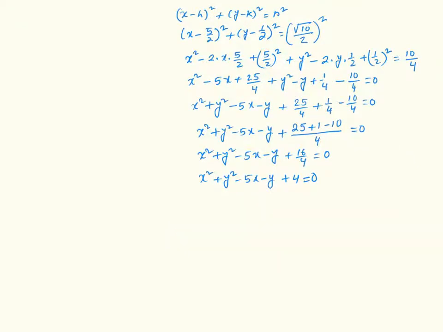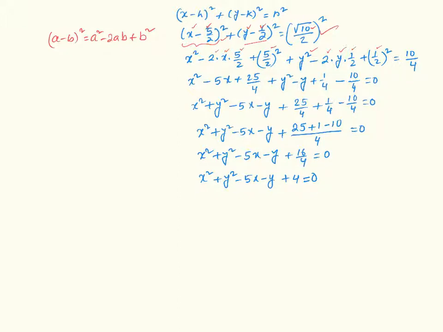Now let me walk you through these steps. So (x minus h) squared plus (y minus k) squared is equal to r squared. r is square root of 10 over 2. Now I am using the perfect square formula. Just to remind you, (a minus b) squared is equal to a squared minus 2 times a times b plus b squared. I am using this formula to simplify this. So x squared minus 2 times x times 5 over 2 plus (5 over 2) squared. Similarly for this one, y squared minus 2 times y times 1/2 plus (1/2) squared. Then if I square the radius, I get 10 over 4.